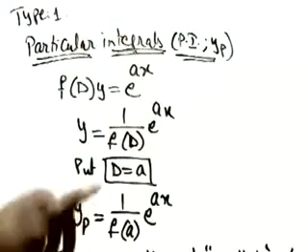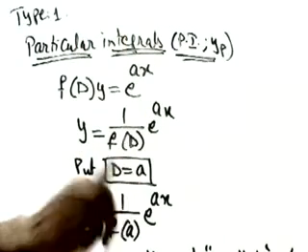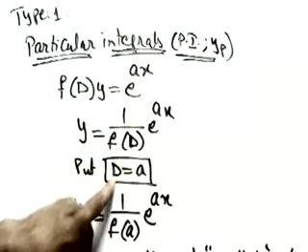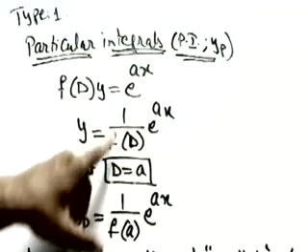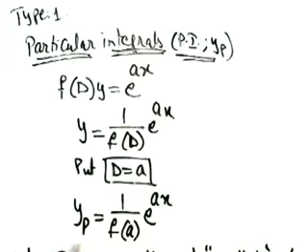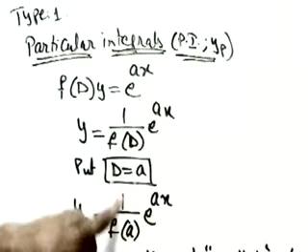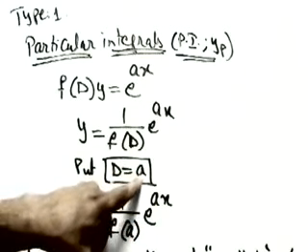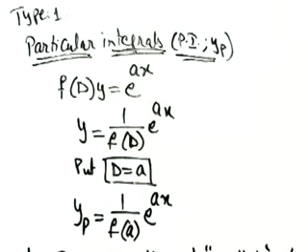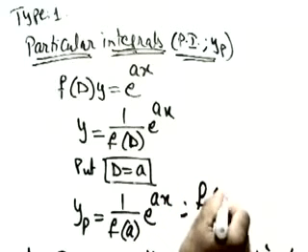Now you watch carefully for the type 1 method. For an exponential function, the method is to put D equals a in f of D. So this will become 1 by f of a e power x. This is the particular integral formula: Yp equals 1 by f of a e power x. It means we put the value a in place of D. Yp equals 1 by f of a into e power x.